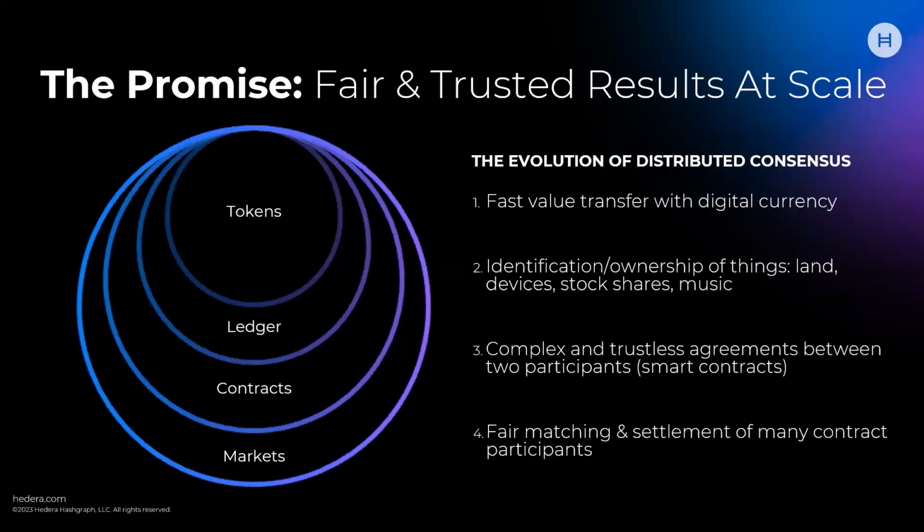And if we also look at that evolution, right, in the early stages of distributed consensus, the focus was mainly on fast value transfers, thanks to things like digital currencies and tokens. But we then realized that distributed ledgers enable transparent and traceable identification and ownership of assets, right? So things like land, devices, stock shares, music, fine arts, real estate, and a lot more. And then we saw smart contracts facilitating the execution of complex and trustless agreements between two parties or between two market participants.